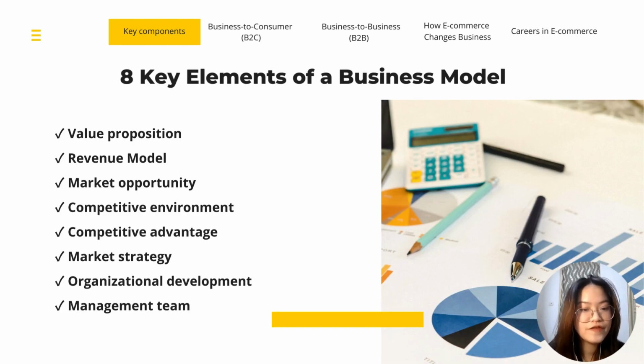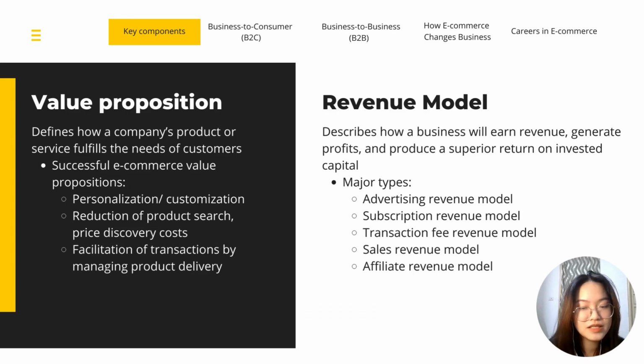So, if you hope to develop a successful business model in any area, not just e-commerce, you have to make sure that the model effectively addresses the 8 elements in the slide. There are 8 elements, and the first and foremost, which is also the most important, is the value proposition. It defines how a company's product or service fulfills the needs of customers. Why should the customer buy from you?